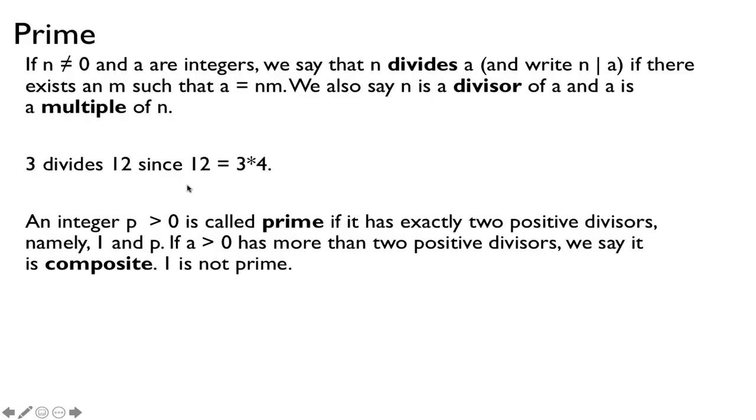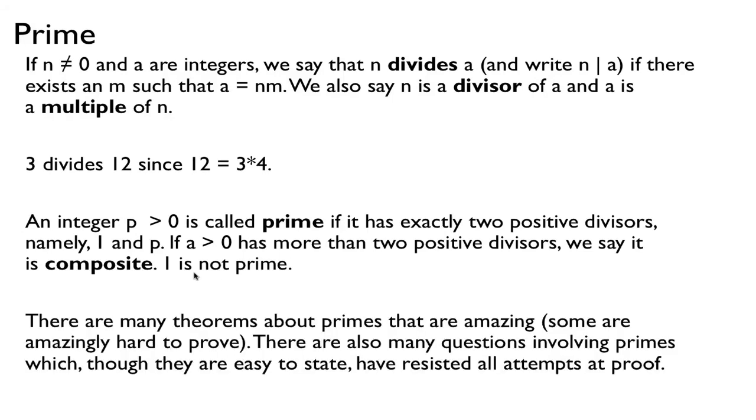Okay, so an integer p, which is positive, is a prime if it has exactly 2 positive divisors, namely 1 and itself. Now if a is bigger than 0 and has more than 2 positive divisors, then we say that a is composite. And by the way, 1 is not prime, and 1 also is not composite.